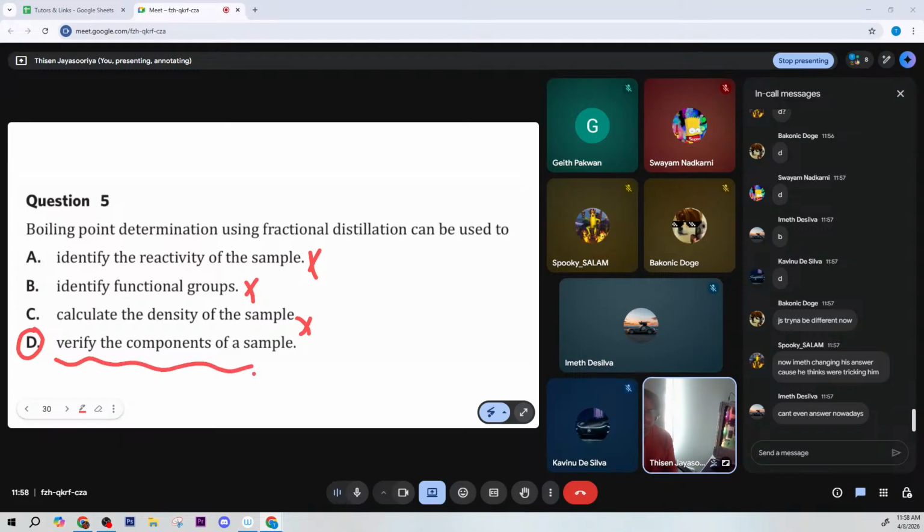Here, it verifies the components of the compound, because think about it. If I can separate the compound, I can figure out what's there, yeah? Let's say I separate the ethanol from the water, I can realize that this mixture was made of ethanol and water, yeah?